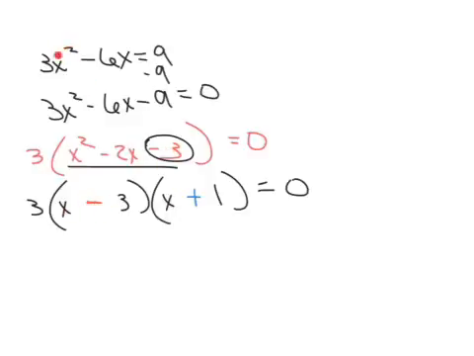So I'm going to have two answers because of this. What makes that 0? x is 3. That makes this 0. 3 minus 3 is 0. What makes this 0? Negative 1. Okay, when I put that in there, I get that answer, and I am done. And that's it for lesson number 88.